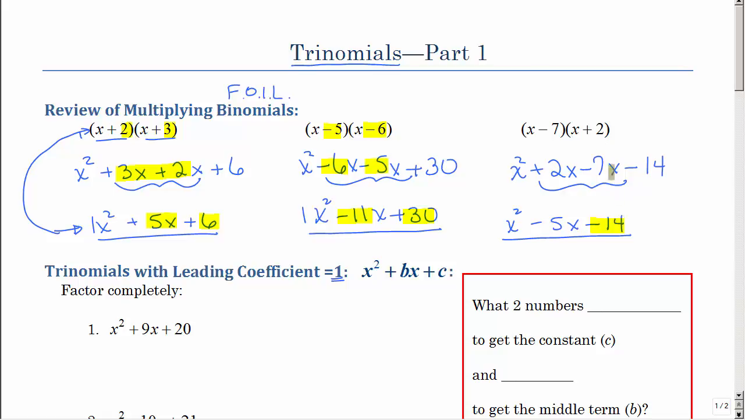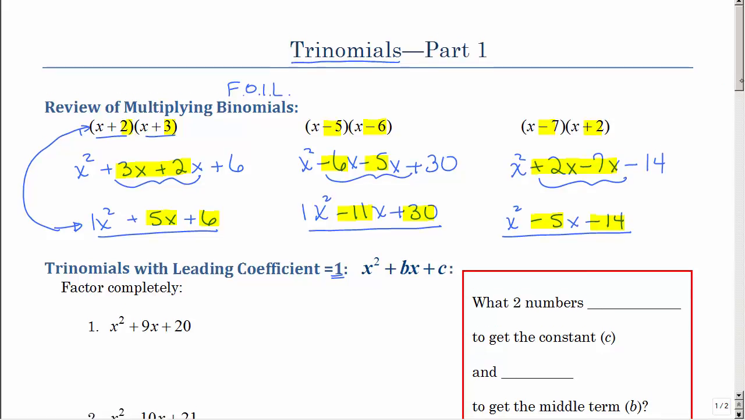Here, the negative 14 came from multiplying the negative 7 and positive 2. The negative 5 came from adding those middle terms. We're going to use that knowledge to go backwards.